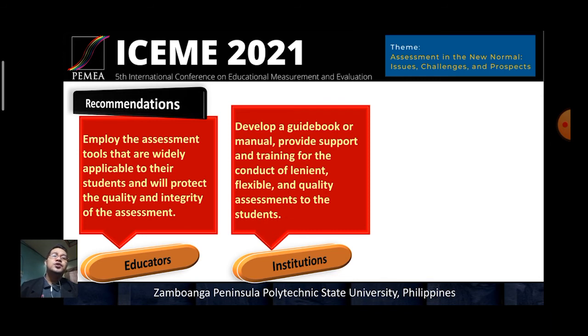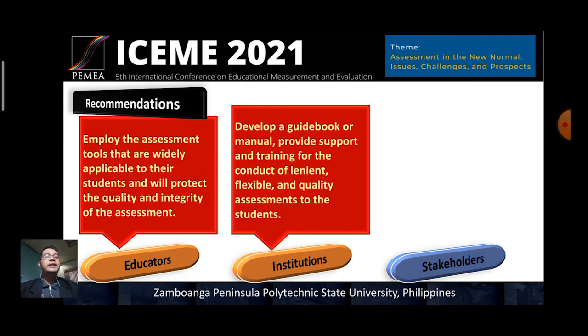The institution should also provide support and training for the conduct of the different practices like lenient, flexible, and quality assessments for the students. Why? Because we think that if schools or institutions provide support and training, it's going to build better confidence for our teachers in doing assessments. Because we already know that everyone is confused or in gray areas as to the implementation of assessments. At least if the teachers are oriented on some developments in assessment practices, then they will be able to practice and implement assessments better for their students.